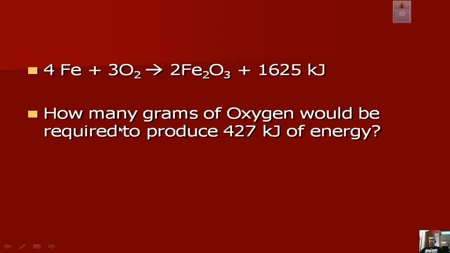This one's going backwards. This is the one that's going to be in your Google form. If you notice here, I'm starting off with the 427 kilojoules, and I want you to tell me how much oxygen we used to produce that much energy.